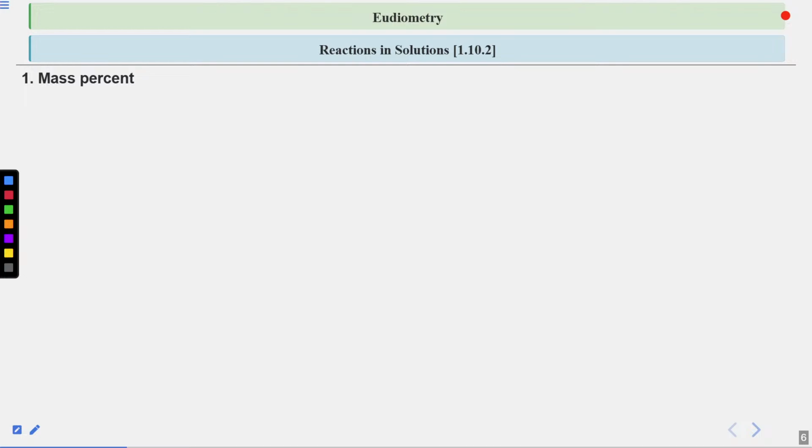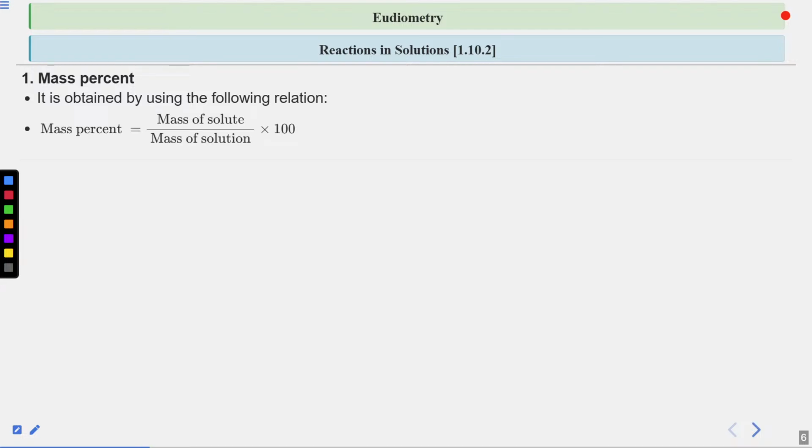The first thing that we will study is mass percent. It has a very simple relation, and that relation is, how do you calculate the mass percent? It is simply the mass of the solute divided by the mass of the solution multiplied by 100.